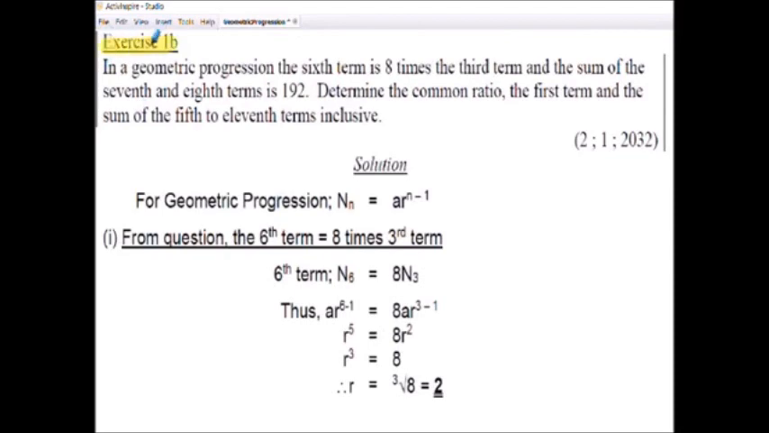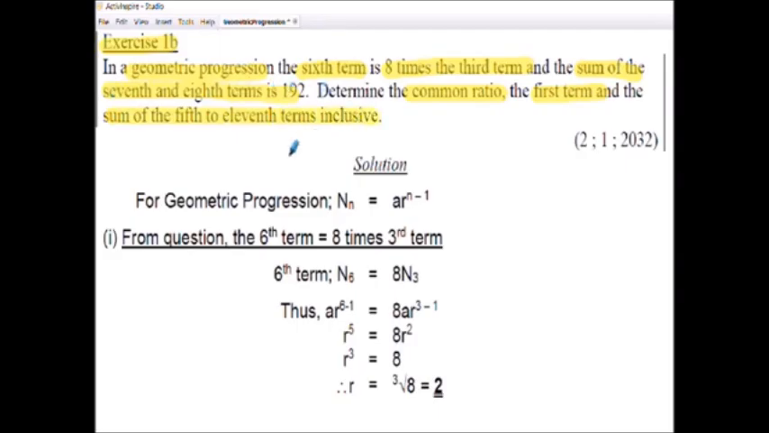Exercise 1b. In a geometric progression, the sixth term in the series is 8 times the third term, and the sum of the seventh and eighth terms is 192. We're asked to find the common ratio, the r value, the first term in the series a, and then sum the 5th to the 11th terms inclusive.